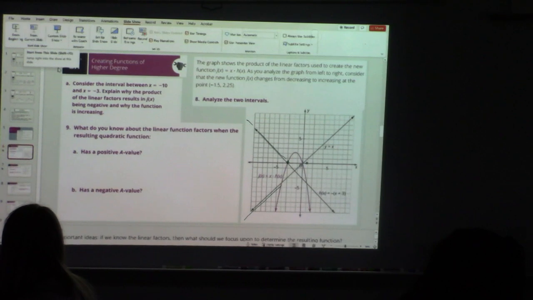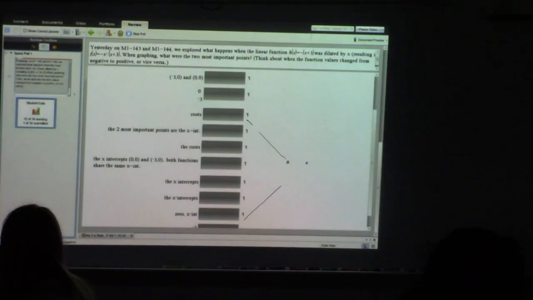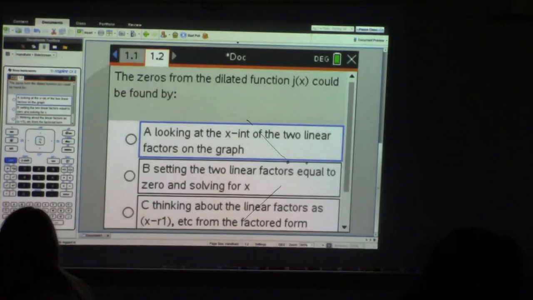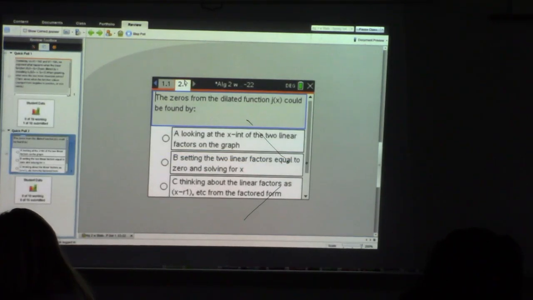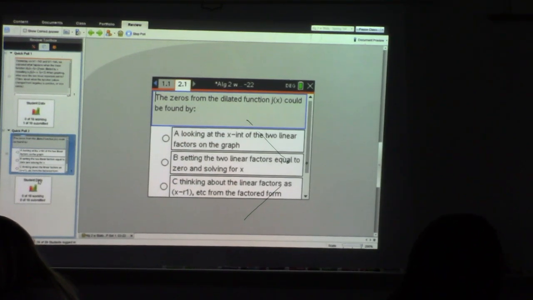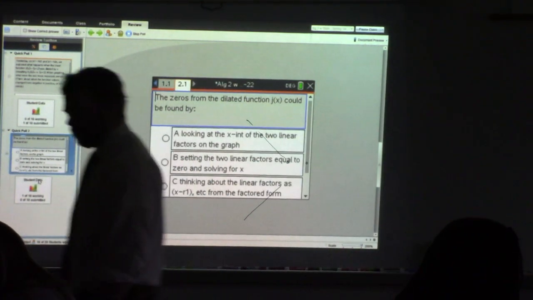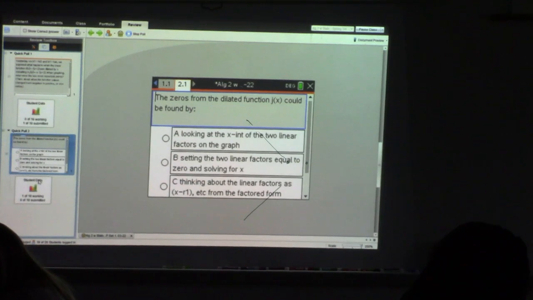So let's look at one more quick question, poll question. So I'm going to stop that poll. I'm going to start this poll here. Alright, so the zeros from the dilated function j of x could be found by, and this is a multiple choice question. So I want you all to answer that question, look through all your options. If you need to, talk it out with your small group, make sure that we all are in the same spot.